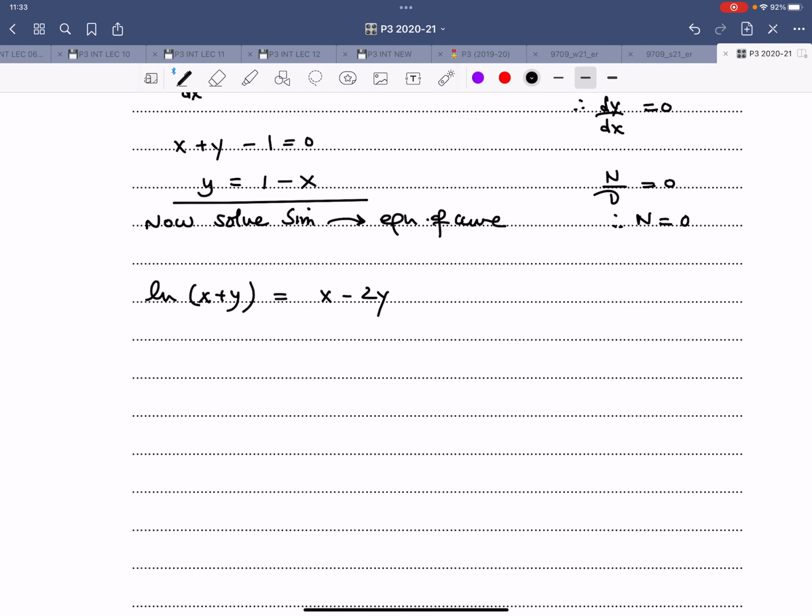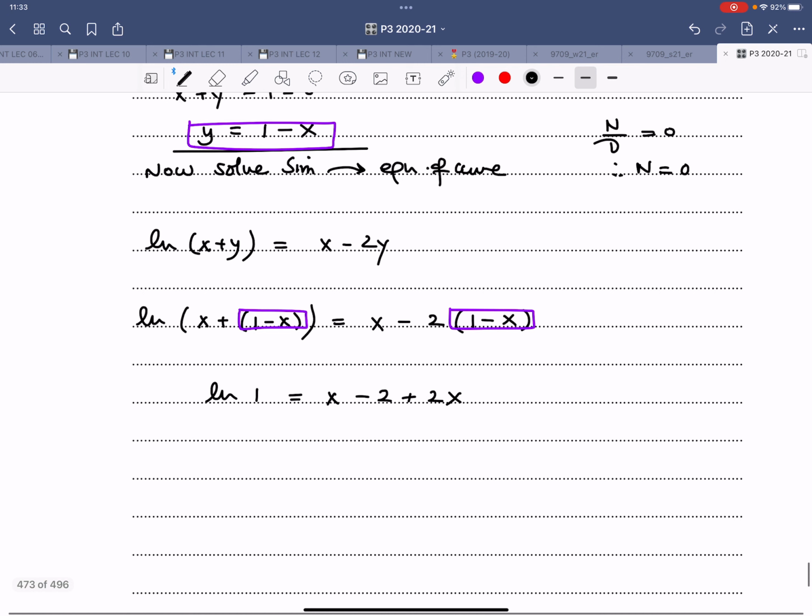Substitute y: ln bracket x plus 1 minus x, this is y, equals x minus 2 times 1 minus x. So this is where you have substituted y. So what's the working? ln x cancels, this is ln of 1, which is 0, that's good riddance. x minus 2 plus 2x, so therefore 3x minus 2 equals 0. 3x is equal to 2, x is equal to 2/3, that's one answer.